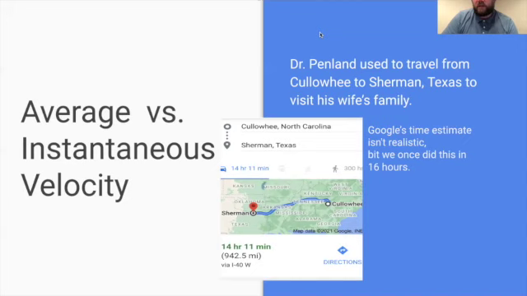So for an example of this, I used to travel to visit my wife's family in Sherman, Texas from Cullowhee. Google says you can do this in 14 hours, 11 minutes. There's no way. The fastest we ever did it was 16 hours because we had to stop for things. The distance is 942.5 miles, and I'm going to record that information because we might need it in a moment.